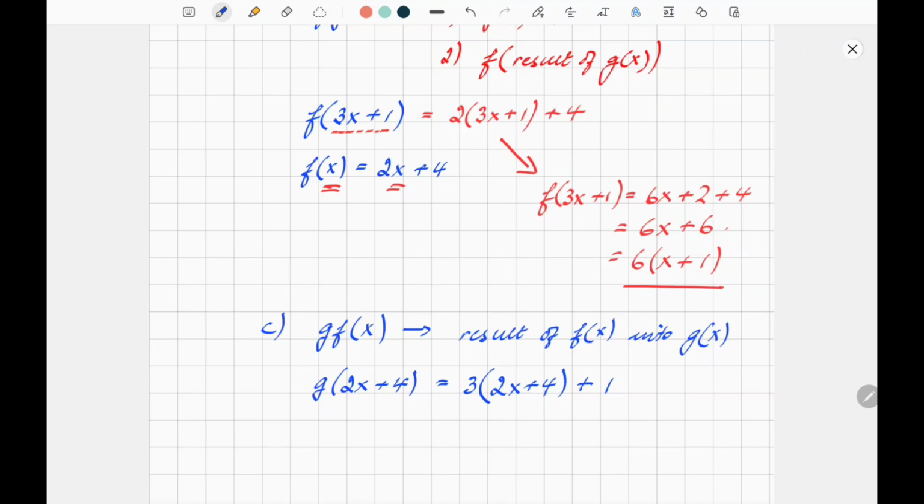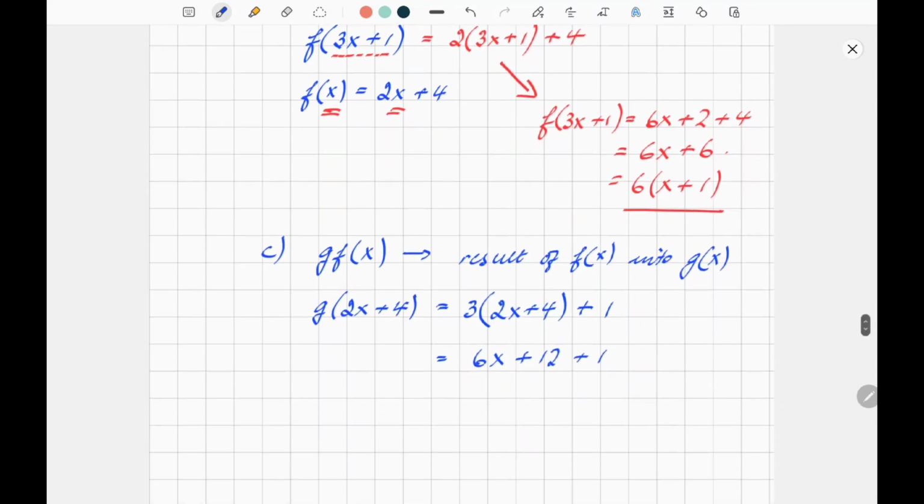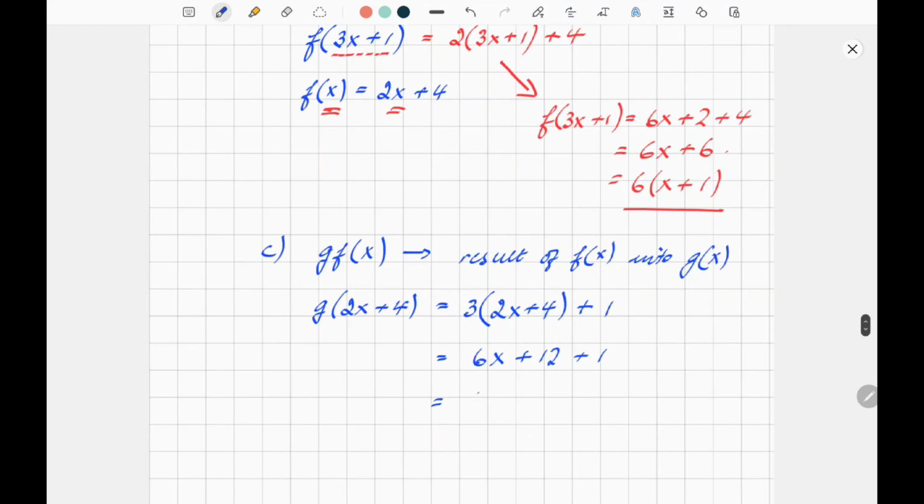Any questions on that one? No? Okay. And expand the brackets out. 6x plus 12 plus 1. So you've got 6x plus 13. That is g f of x.